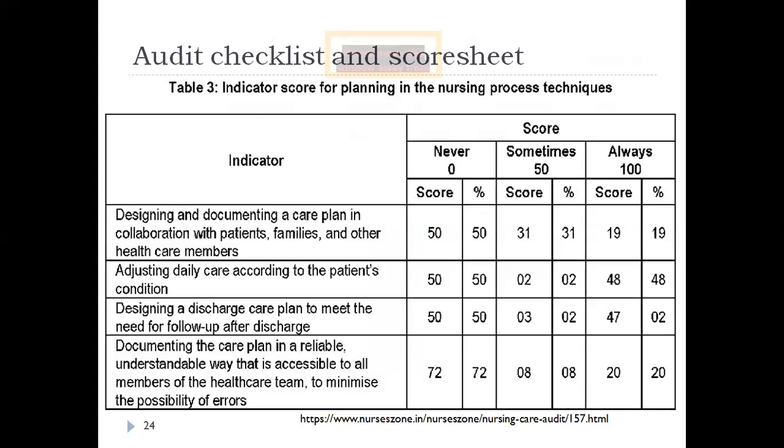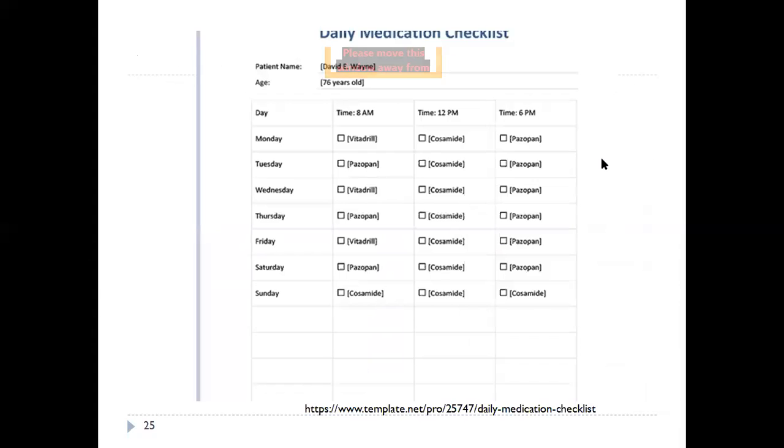Now, you have other checklists such as the audit checklist and score sheet. So here there is an example of an indicator score for planning in the nursing process techniques. Here it is not just yes and no, but you're also having a scoring pattern for the various checklist items. This is a daily medication checklist, whether that particular medicine was given at that particular time, and it has to be ticked in that checklist itself.